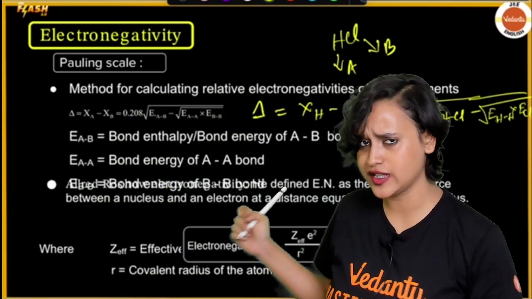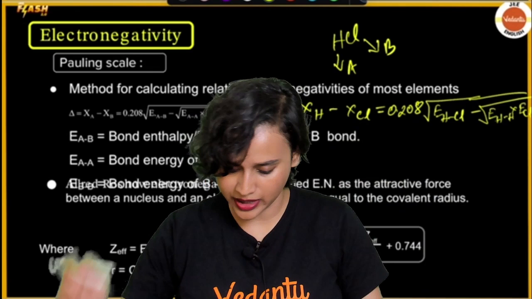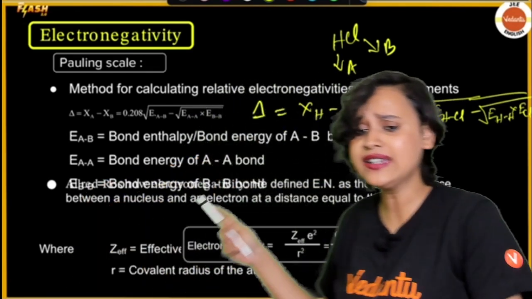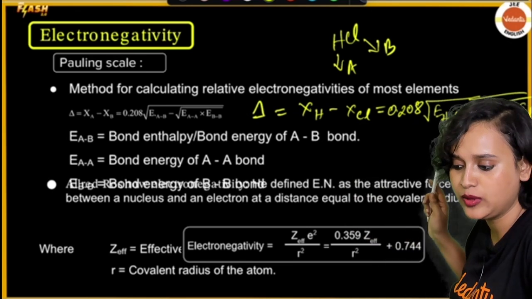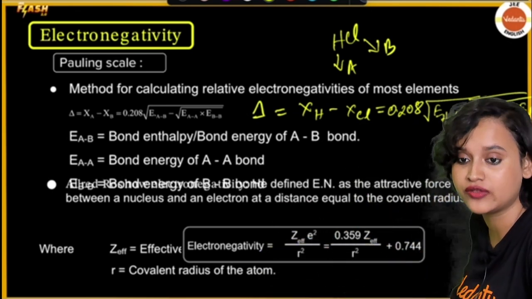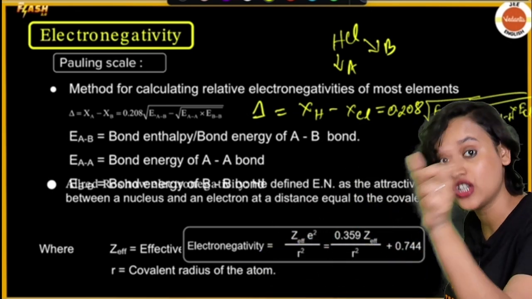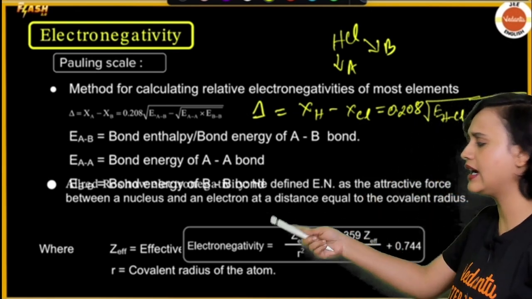We will solve a problem. I think you will understand this better. And here it is written. EAB is equal to the bond enthalpy or the bond energy of the AB bond. EAA is the bond energy of the AA bond. AA means the HH bond, the ClCl bond. That is what they're talking about.